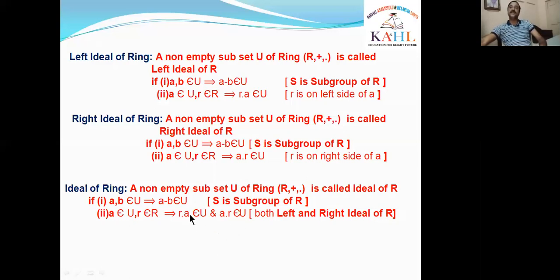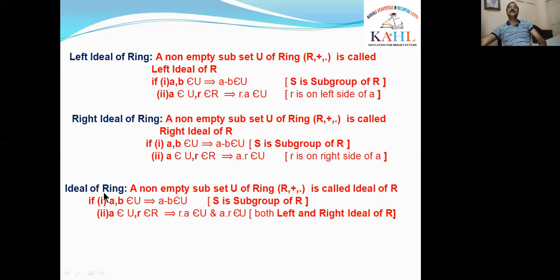If r is multiplying on the left side, then we say left ideal. If r is multiplying on the right side, then we say right ideal. Here both are there. That means it is both a left and a right ideal. If U is both a left and right ideal, then U is said to be an ideal.